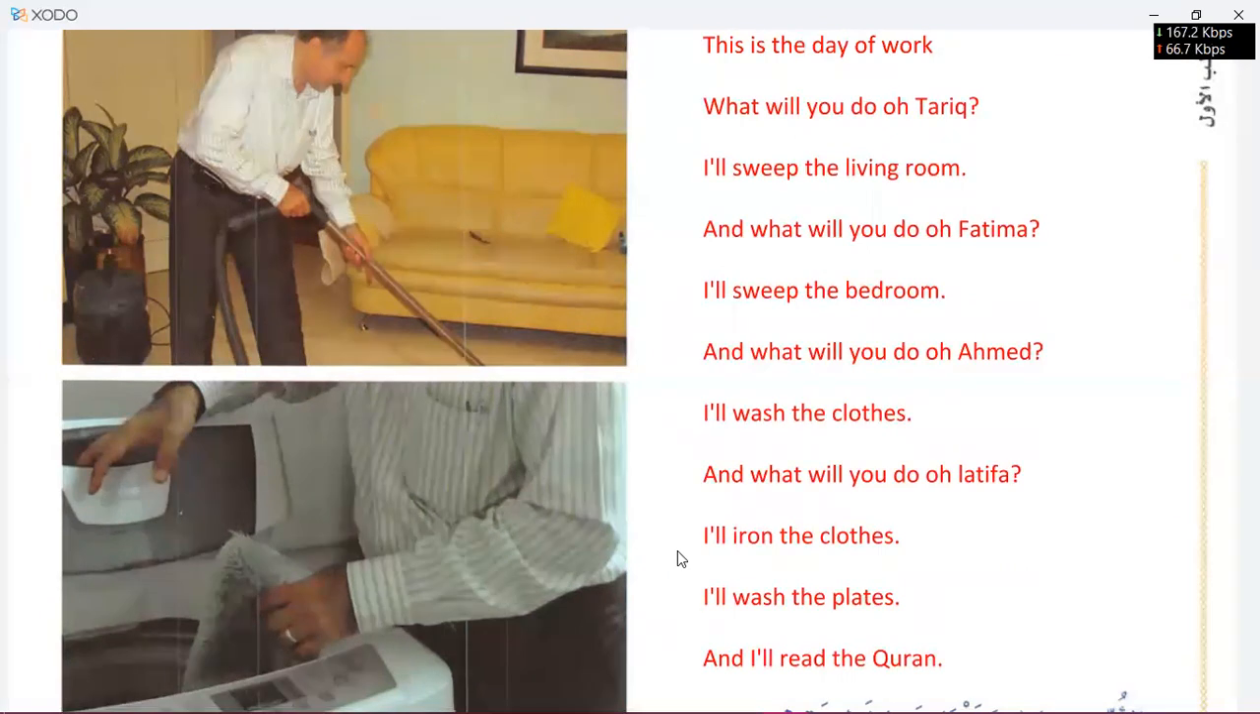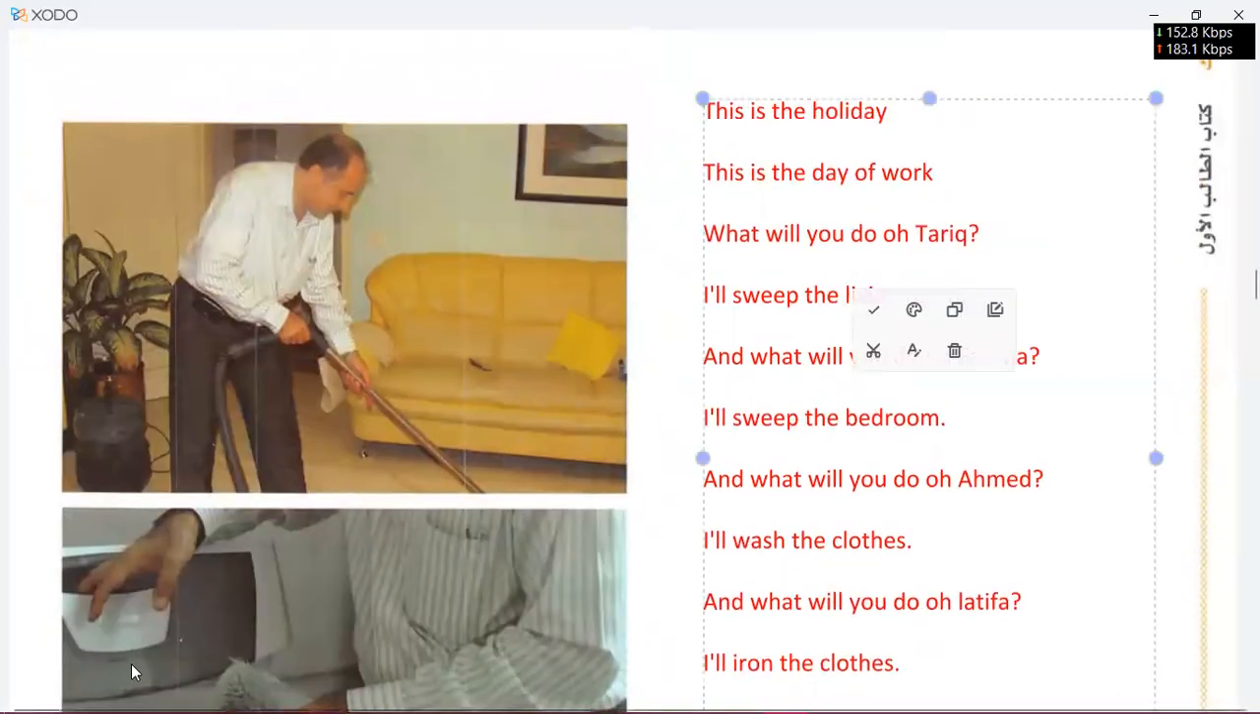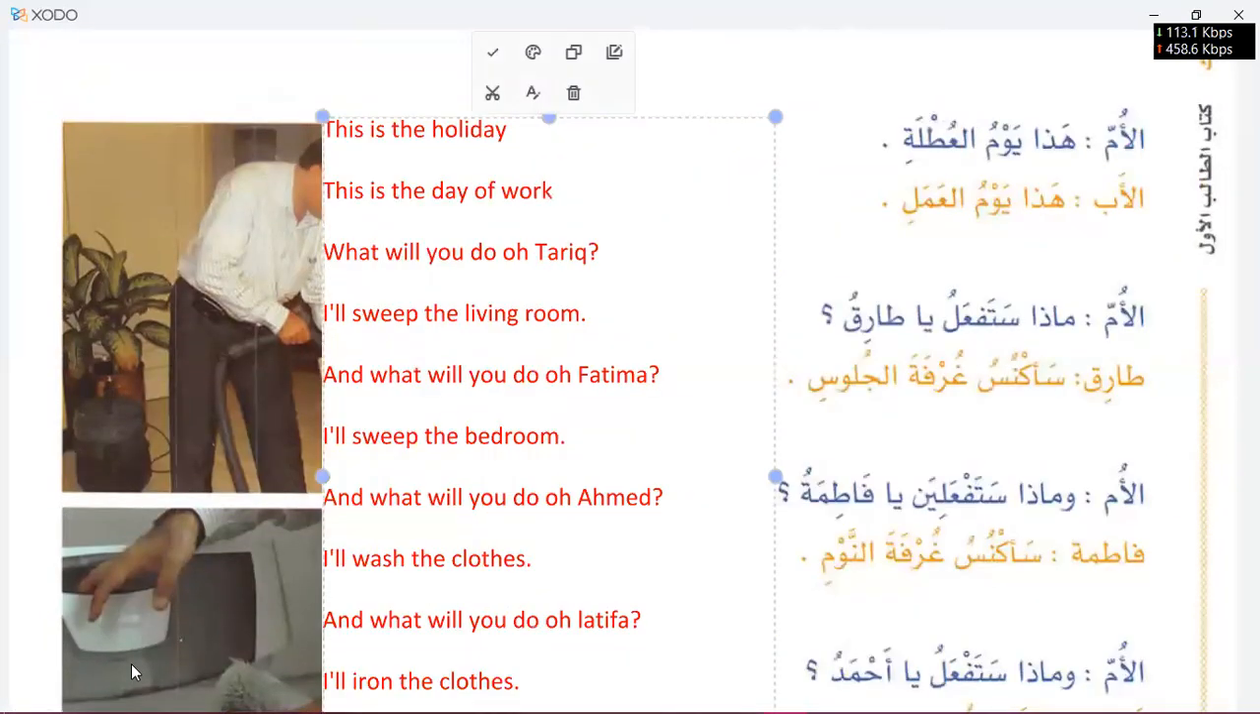Wa ana sa'aghsilul atbaq. I will wash the plates. Wa ana sa'aqra'ul Quran. I will read the Quran. We'll stop here and next time inshallah we'll continue. Any question?